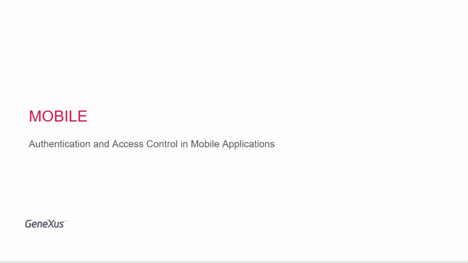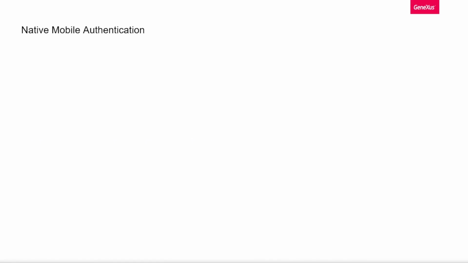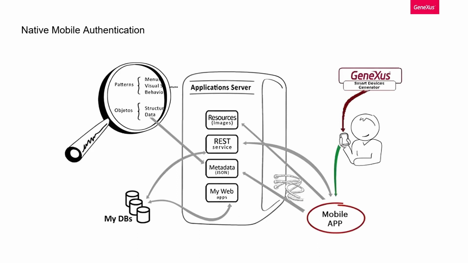In this video, we'll discuss authentication and access control in GeneXus mobile applications using GAM. Native mobile applications installed on devices consume REST services from the web server. These applications create a user interface that is also based on resources in addition to metadata. Given this architecture, it's important to have a security mechanism in place to prevent these types of actions from being performed by unauthorized users. The way to do this, of course, is by using GAM.